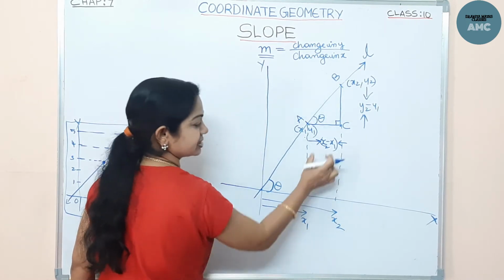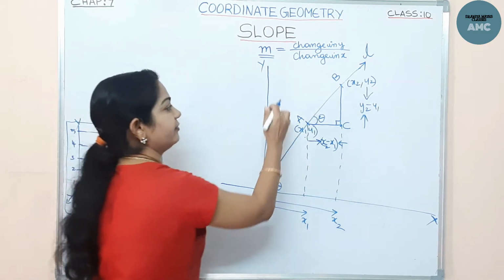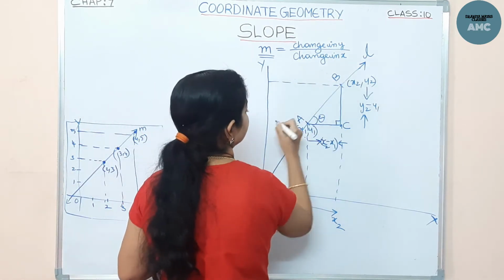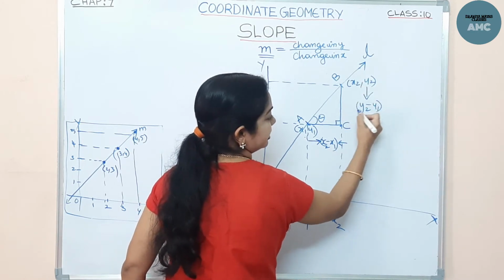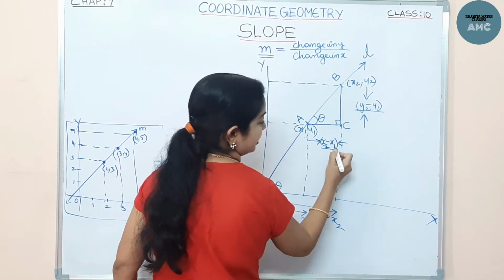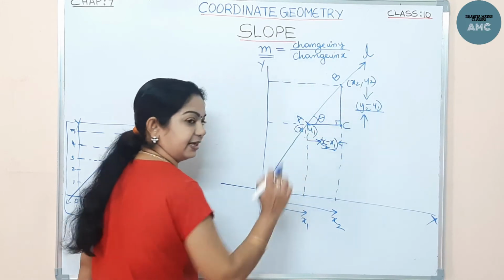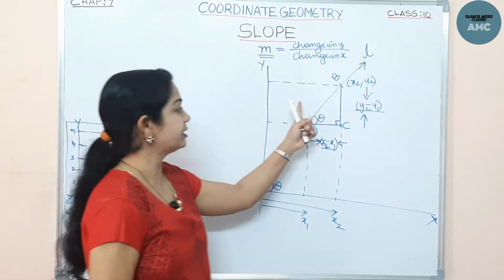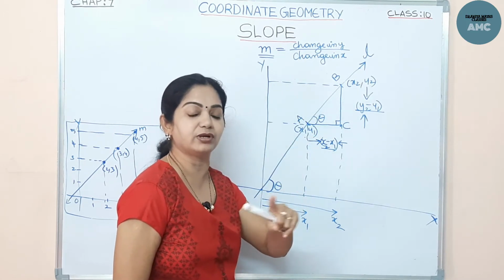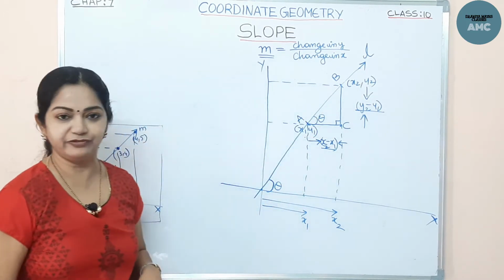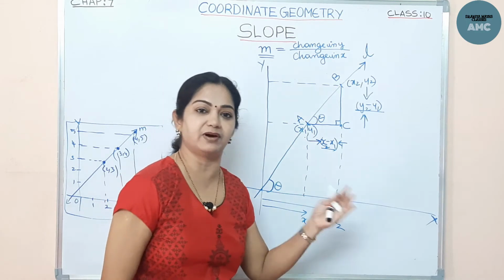So x2 minus x1 is nothing but AC. Likewise, if you take here, y2 minus y1 is the distance BC, and x2 minus x1 is the distance AC. Now I want AB, isn't it? I want the AB inclination. I don't want the length of AB. Length of AB we can find by the formula.